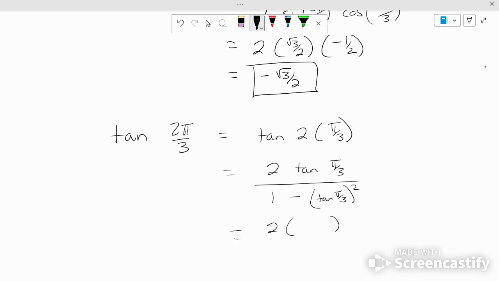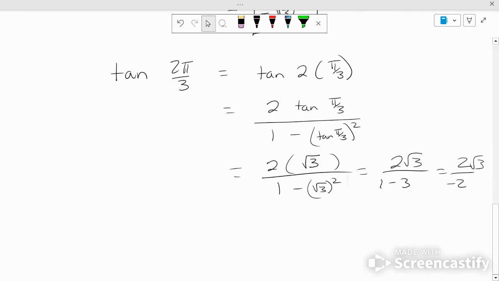Tangent of pi over 3, we learned earlier today, is just square root of 3. That's why we use that instead of 30 degrees, which is square root of 3 over 3. So it's 1 minus square root of 3 squared. So it's 2 square root of 3 over 1 minus 3. 1 minus 3 is negative 2. So the answer is negative square root of 3.